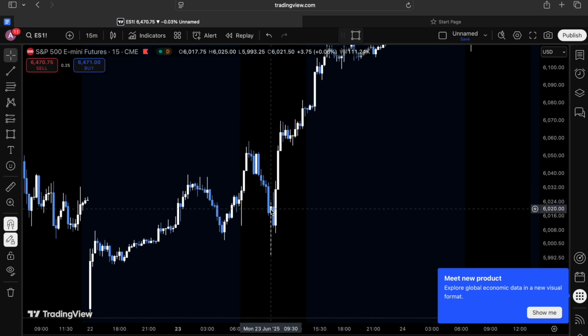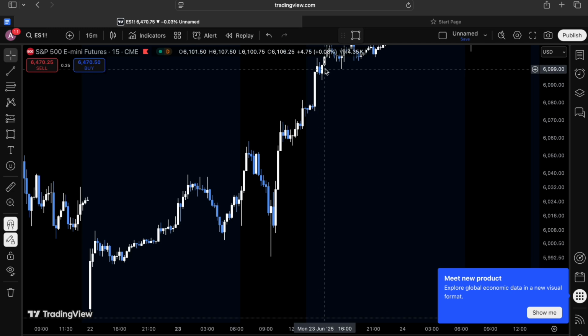What happened here? This is a high. Move up, then it moves down, pick the highest wick. Cool. What happens here? Body closes above that. What happens? Boom. Right?